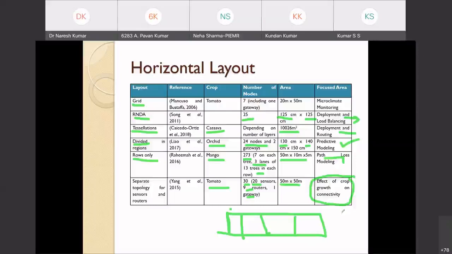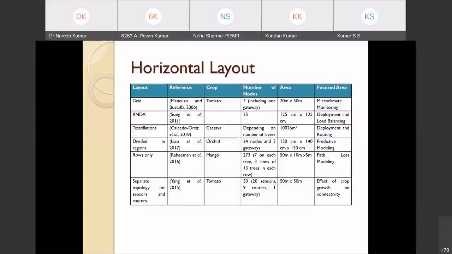So these were the layouts, and still we have not come up with a standard horizontal layout pattern. So I think that can be one open research area. We started in 2006, 11, 15, 16, 17, and 18, and different horizontal layouts are there. So that can be one focused area where one can work on which type of horizontal layout will suit better and can propose a new kind of horizontal layout.